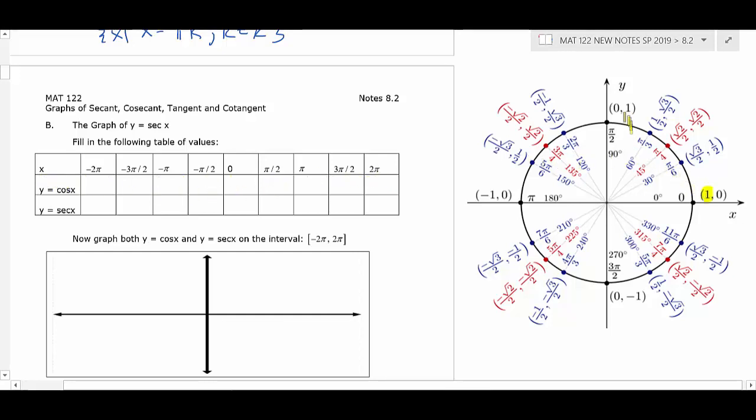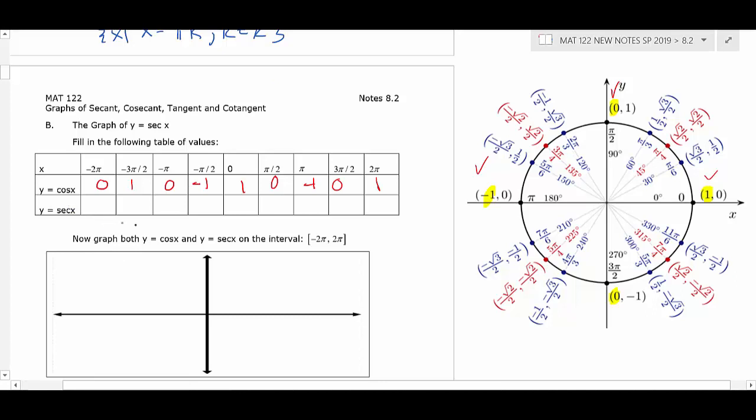Remember, the cosine is just the x value on a unit circle, so we should be able to quickly fill this out. I'll start here. Cosine of 0 is 1. Cosine of pi over 2 is 0. Cosine of pi is -1, and so forth. Okay, when you go backwards with this, it's going to go -1, 0, 1, 0, like that. So those are your key points that we've learned on the cosine graph.